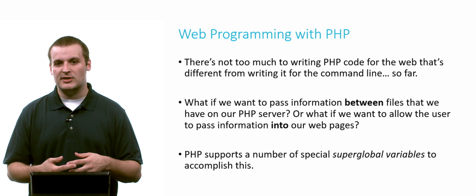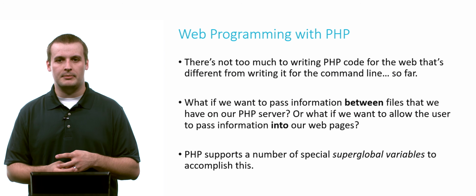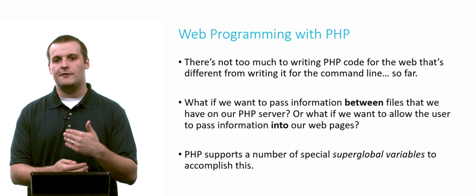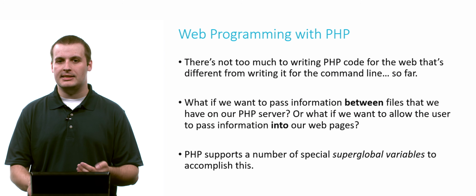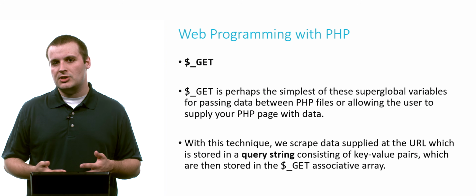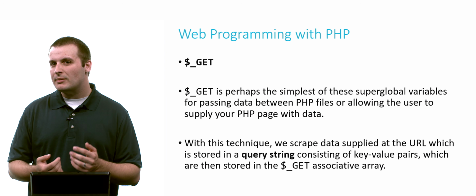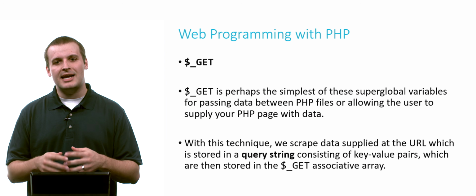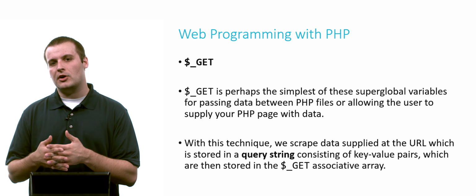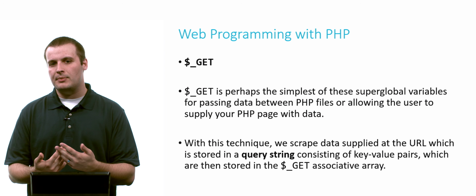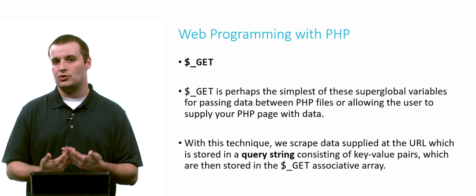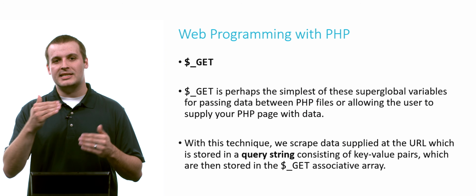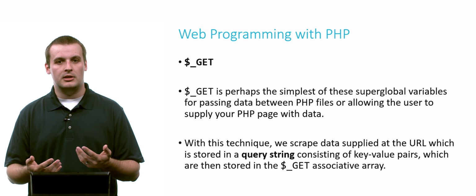So PHP has support for something called super global variables, which sounds pretty awesome. They're really just giant associative arrays that help implement this functionality of passing information between PHP files that are existing on our web server. The first of these superglobals is called $_GET, and it's probably the simplest to understand. What happens with $_GET? Well, basically, the user is going to type extra information at the end of our URLs. And whatever they type, assuming it's formatted in a particular way called a query string, which is just a set of key value pairs separated by ampersands, those key value pairs will be stored in a $_GET associative array.